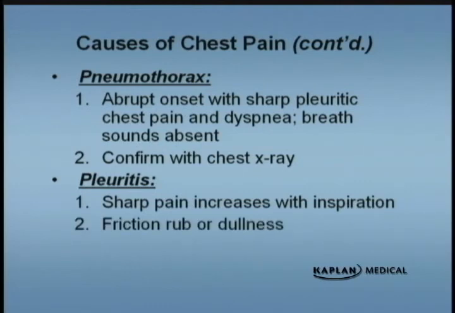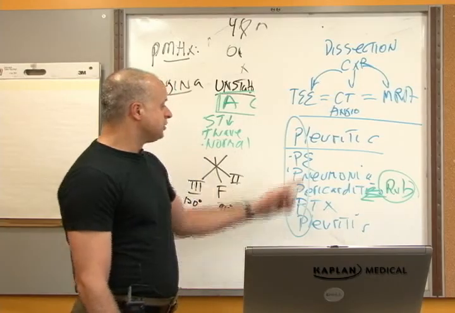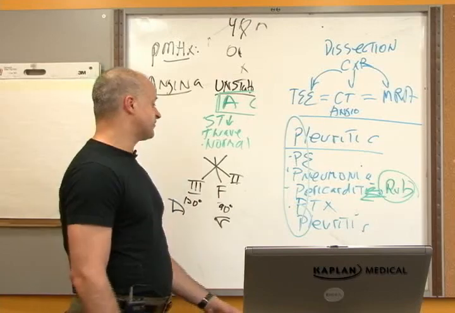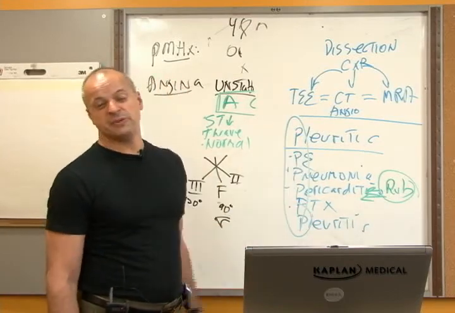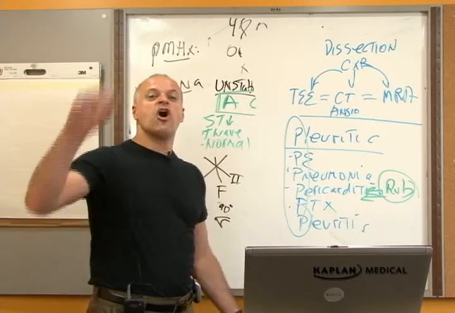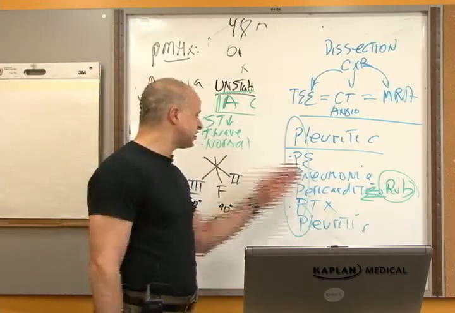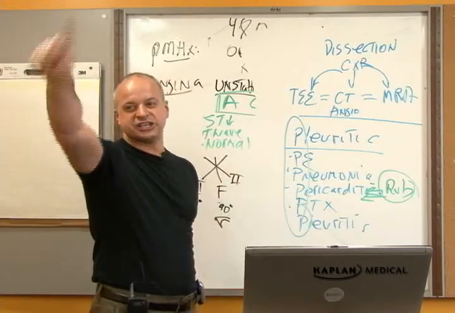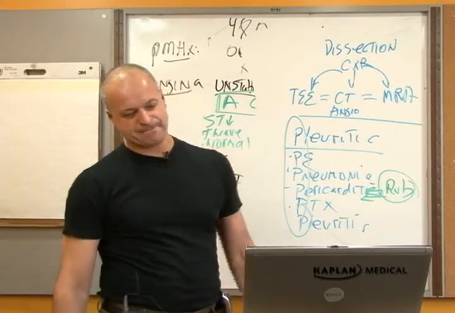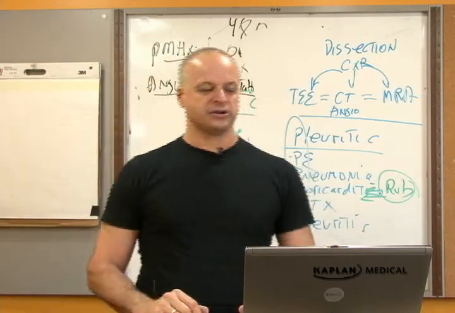Now the difference is, which of these can give you a fever? See, a pneumonia can give you a fever and pericarditis can give you a fever. But then again, so can pneumothorax, pleuritis, and pulmonary embolus. All of these can give you a fever. They all can. So that doesn't help you tell them apart.